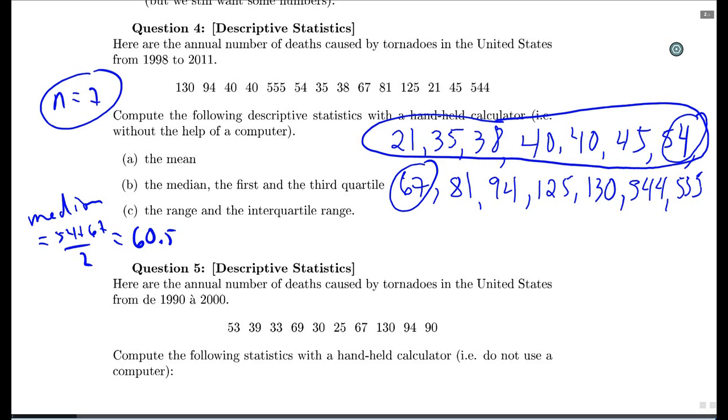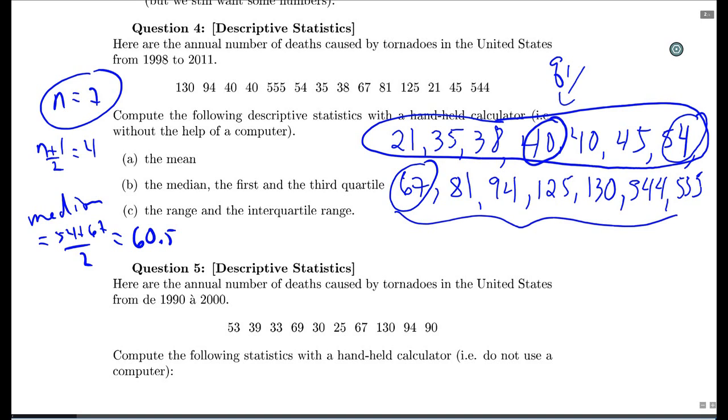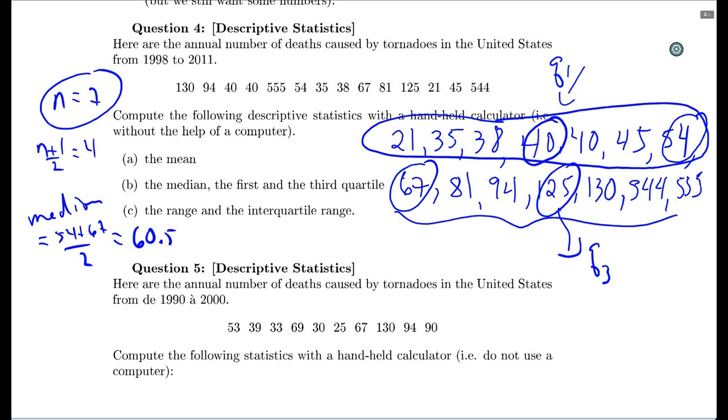And then this is odd, so to find the center, what I'll do is n plus 1 divided by 2. So 7 plus 1, which is 8, divide that by 2, I get 4. So the fourth value will be the center. So 1, 2, 3, 4. So this will be the center of the lower group, which is actually my first quartile. I do the same thing with the upper group. So I have 7 values, and so the fourth value will be the third quartile. Okay, and so my first quartile is 40, my third quartile is 125.